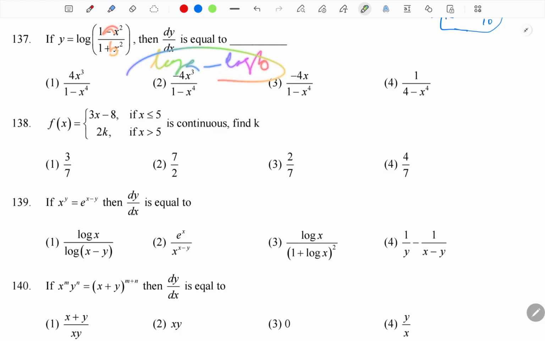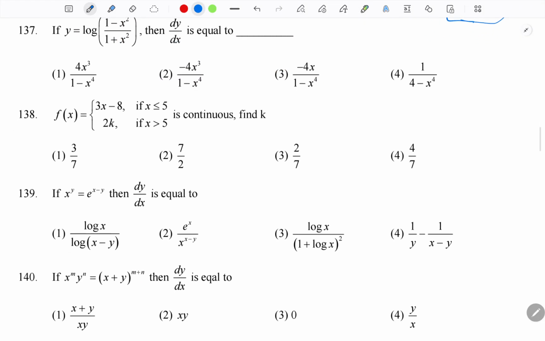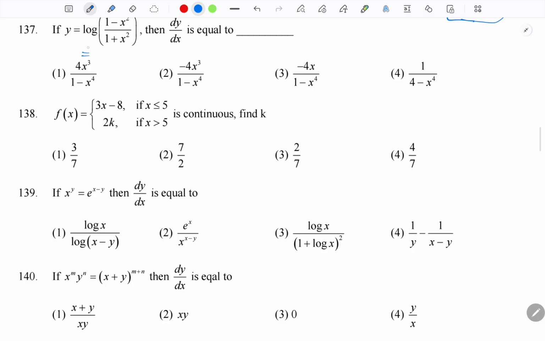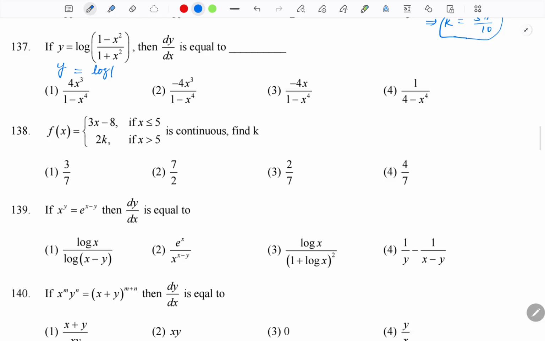Apply the logarithmic property, then you will use it to get the calculation. Now this one I will write like this. First, y is equal to log of 1 minus x square plus, it's a minus, right? Log of 1 plus x square. Then differentiate with respect to x. What we'll get, we will see.